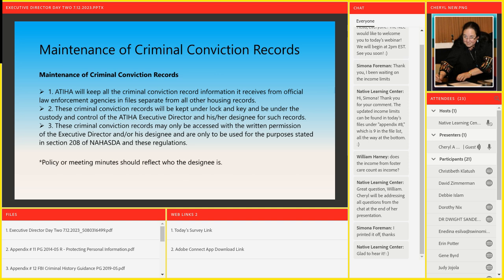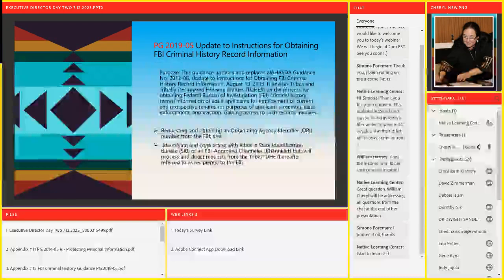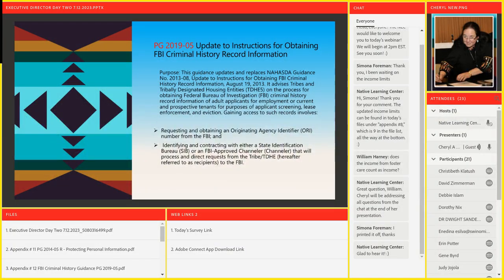You can't run a criminal lien because you want to know who the guy your daughter is dating. Okay? You better have an application for housing or employment for the housing authority. Only two reasons you should be doing it, or in our case, it was a request to transfer units. So it would be sometimes 10 and 15 years in between. Policy or meeting minutes should reflect who your designee is. So Program Guidance 2019-05 is the update to instructions for updating your FBI criminal history record information.